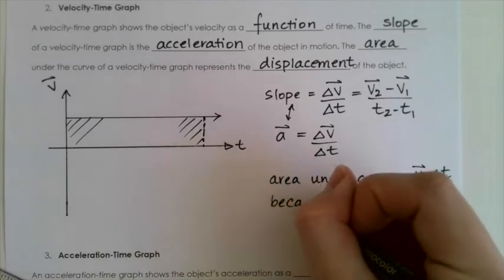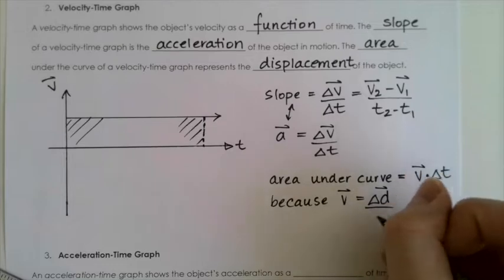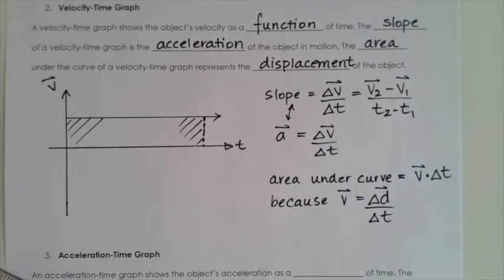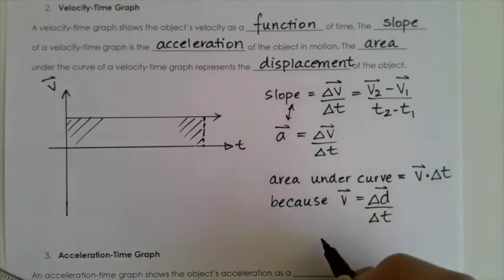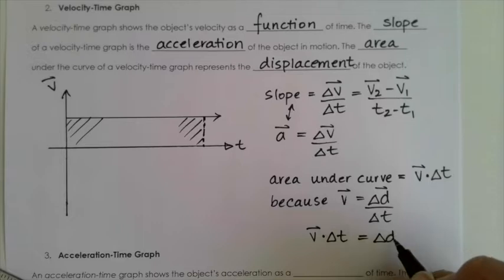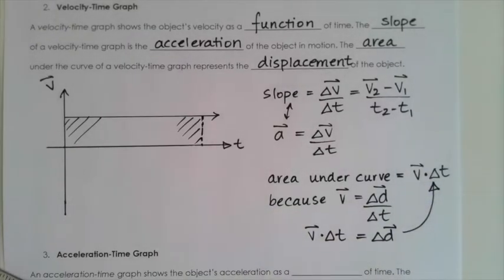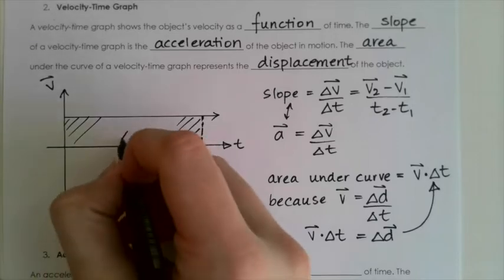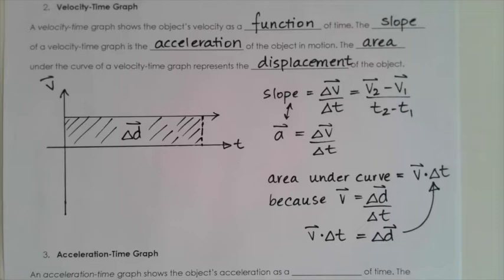And because velocity is defined as change in position per unit time, if you multiply each side of this equation by delta t, you get v times delta t equals delta d, which is what you have right here. And this is why the area under the curve is equivalent to the displacement of the object. So I'm going to label that on here.